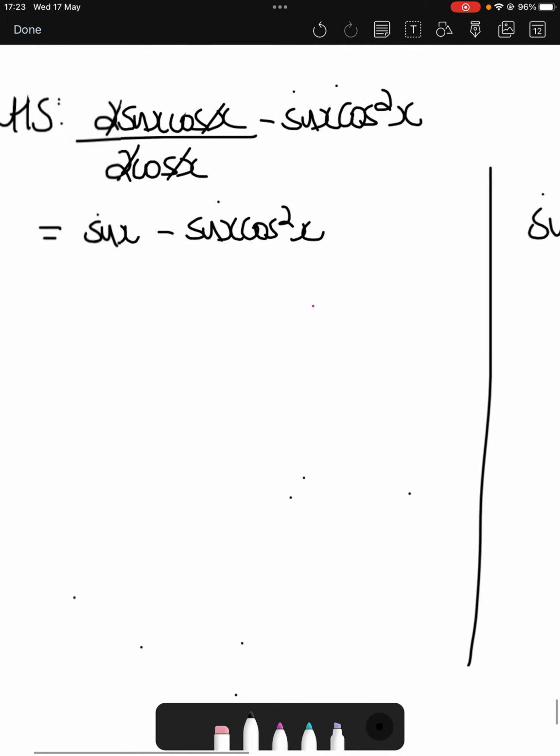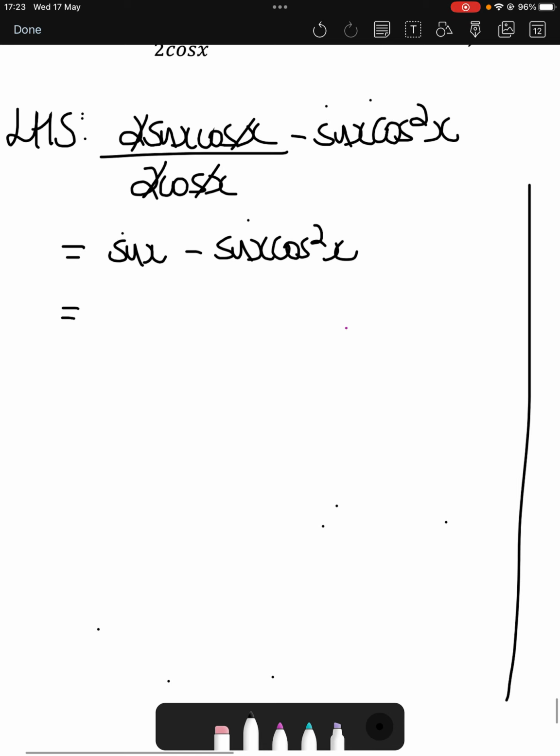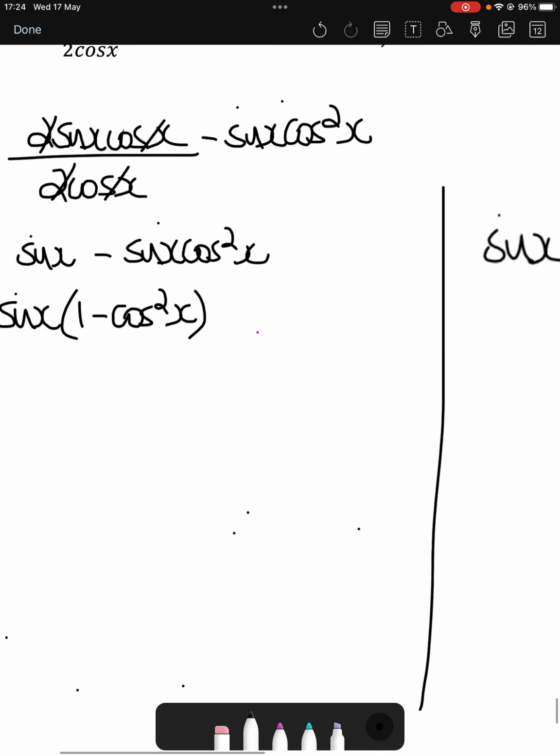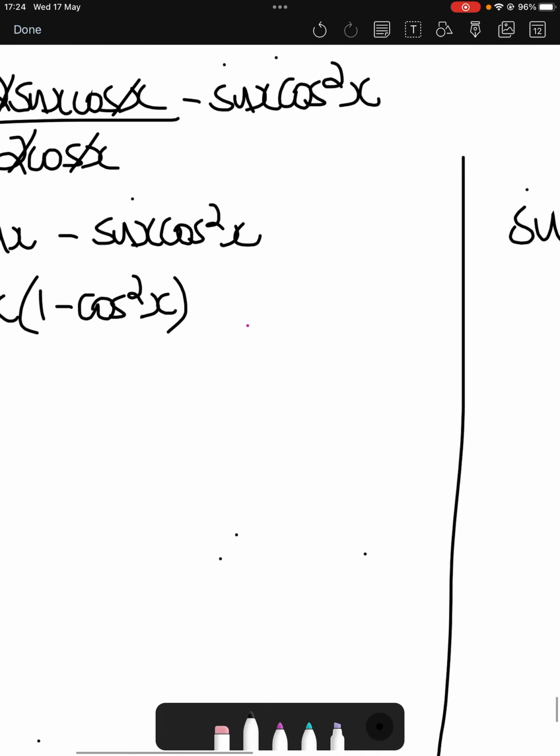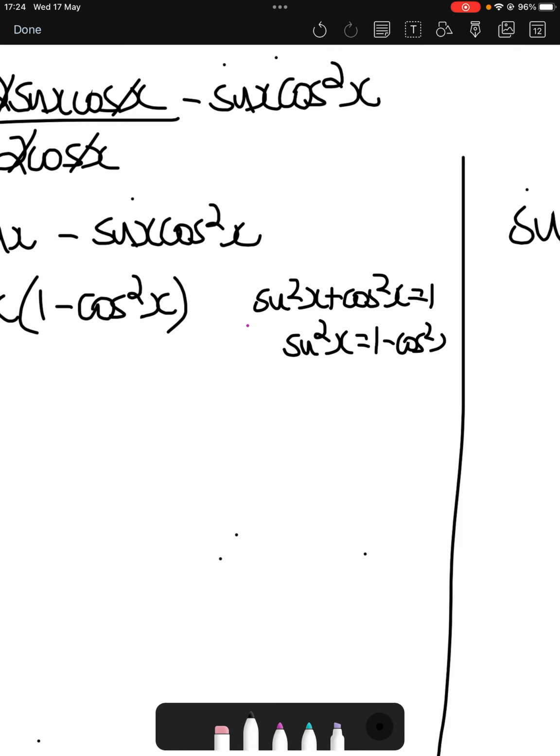Okay, option one you might think about is you might say, well, there's a common factor. Let's take out the common factor and see if that's going to help me. So 1 minus cos squared, thinking, where have I seen that before? Well, there's an identity that we know, which is sine squared plus cos squared is 1. So therefore, sine squared is 1 minus cos squared x.